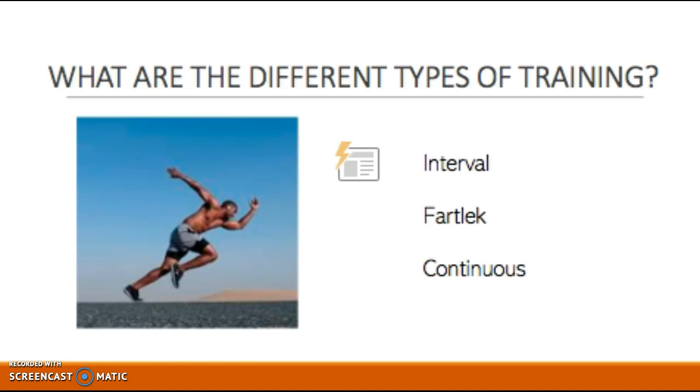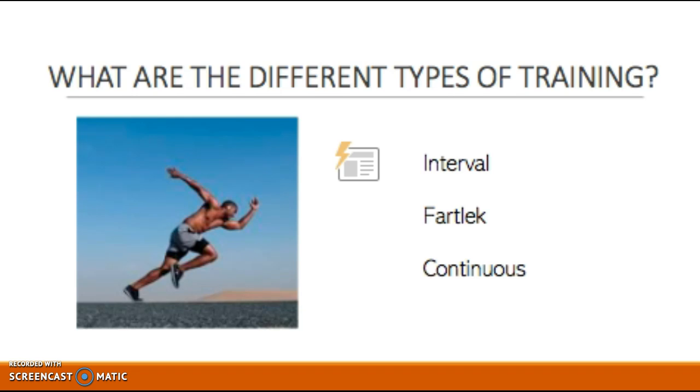What are the different types of training? There's 3 different types of training. Interval training. It is a type of discontinuous training that involves a series of low to high intensity exercise workouts with a rest or relief period. The high intensity periods are typically at or close to anaerobic exercise, while the recovery periods involve activity of a lower intensity. Interval training can be described as short periods of work followed by rest.